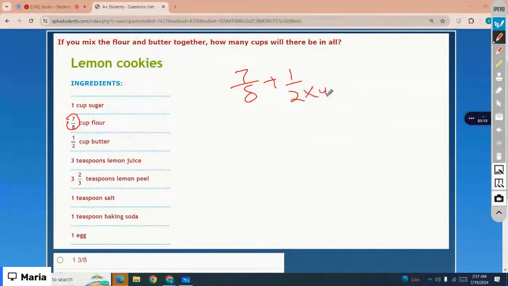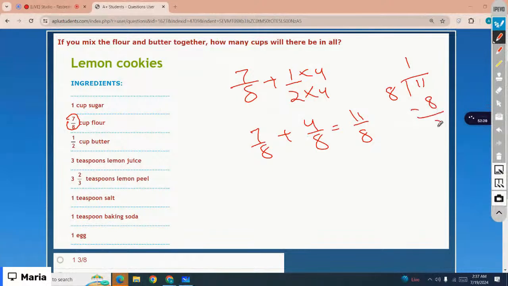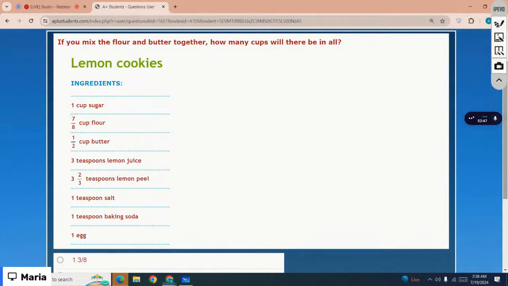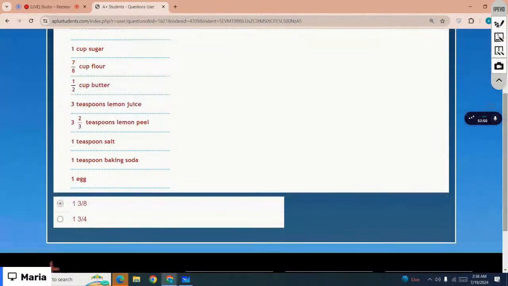We need to make the denominator same first. That is 7 over 8 plus 4 over 8. You have to add, 11 over 8 it is. And when you divide, 8 times 1 is 8. You have 3 here. So the correct option is 1 whole 3 over 8. Option number 1 is the correct option.